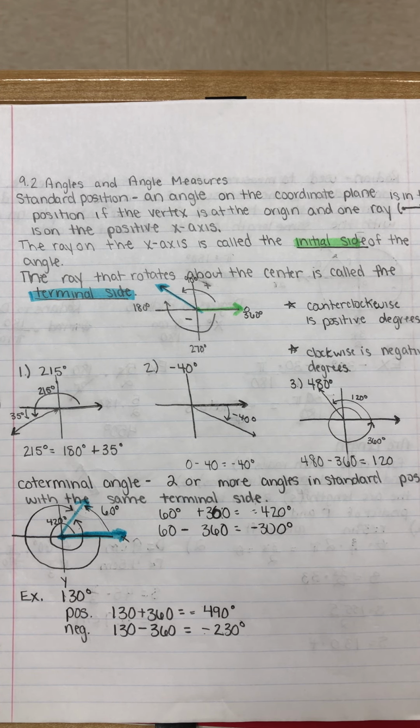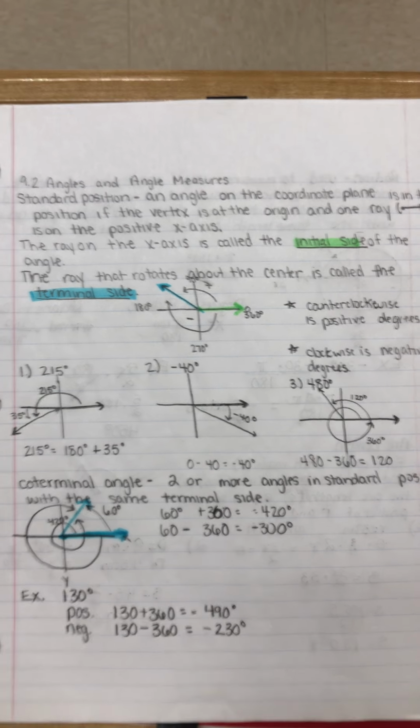Last one for this page. The ray that rotates about the center is called the terminal side. Again, the ray that rotates about the center is called the terminal side, and I highlighted terminal side. So I used two different colors for you on here so you could see it.